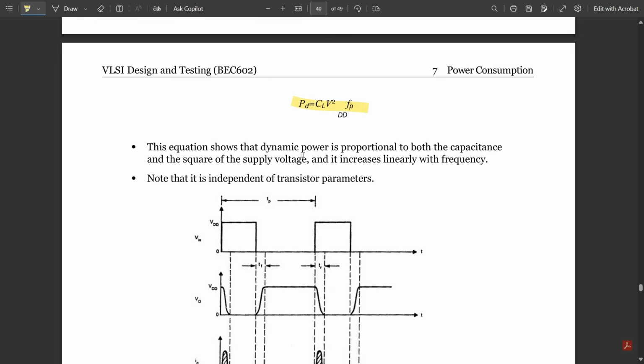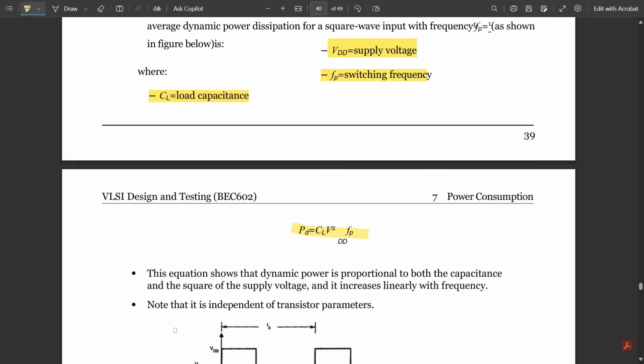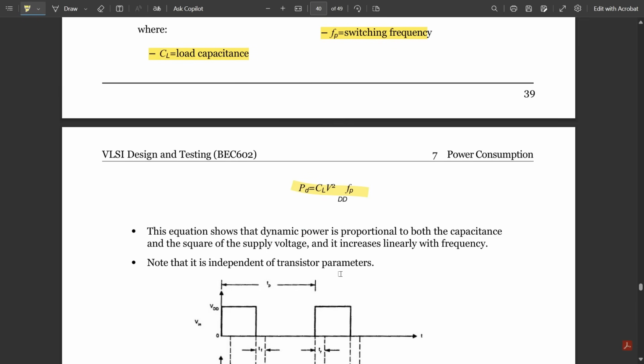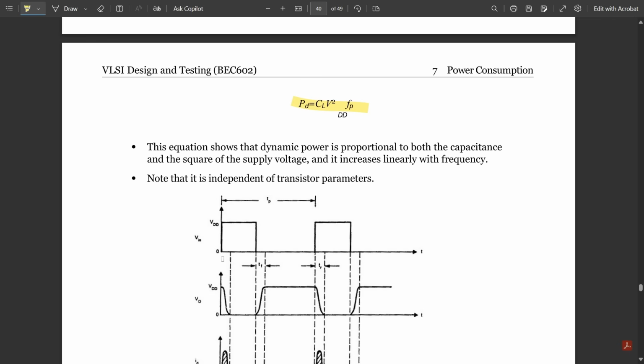This equation shows that dynamic power is proportional to both the capacitance and the square of the supply voltage, and it increases linearly with the switching frequency. Note that it is independent of transistor parameters. That is, whatever the transistor parameters we have, it would be independent of that. It won't be linked with any other parameters of the transistor.